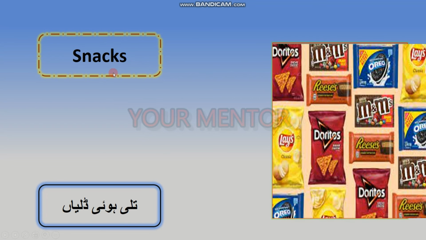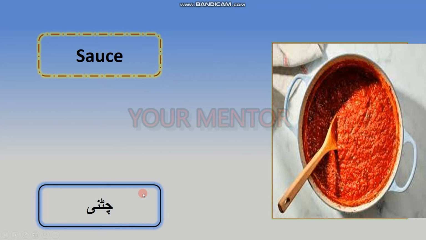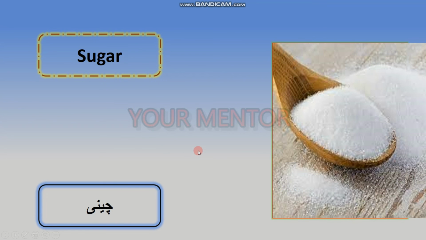Snacks. All these types of fried things we call snacks. Sauce means chutney. Sauce, chutney, and this is its picture.